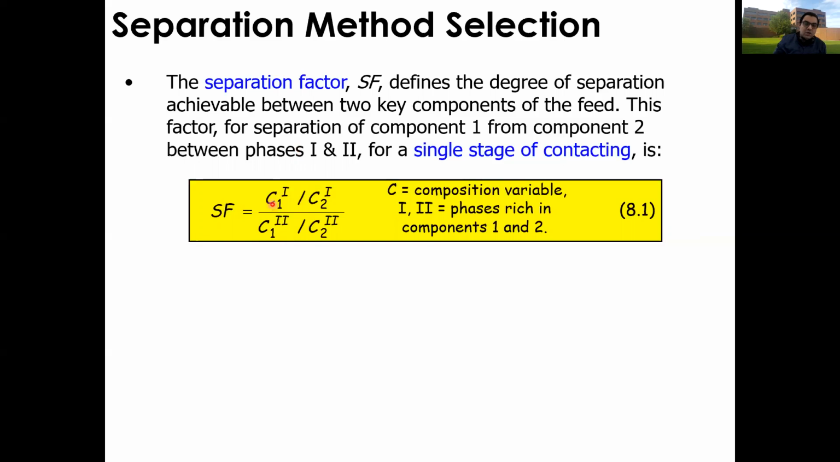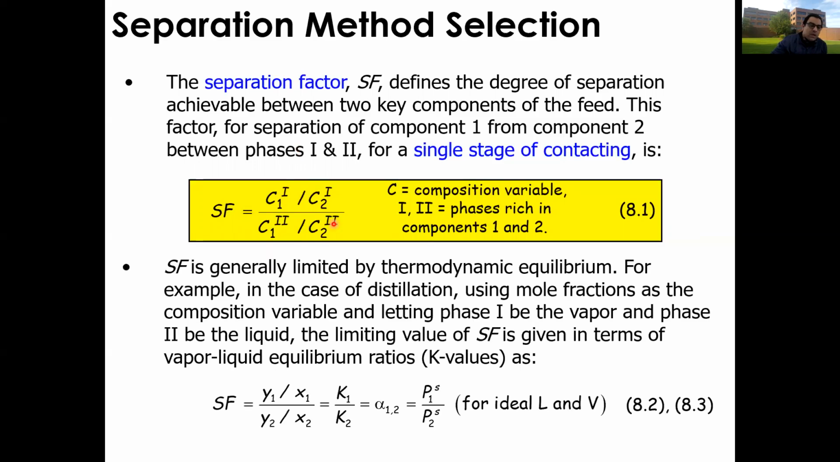So it's the composition of component 1 in phase 1 divided by the composition of component 2 in phase 1, over the composition of component 1 in phase 2 divided by the composition of component 2 in phase 2 as well, right? And SF is governed by thermodynamics, of course, thermodynamic equilibrium.